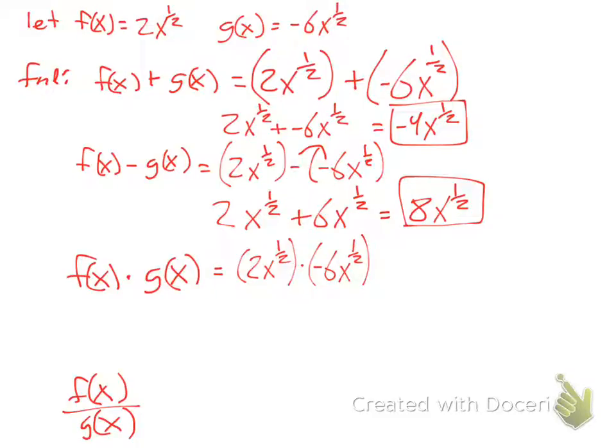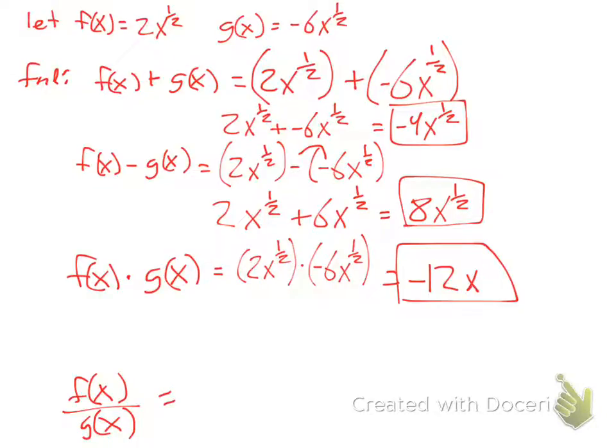In this case, I'll leave the parentheses there, knowing that I'm going to do the coefficients first. What's 2 times negative 6? It's negative 12. And x to the 1/2 times x to the 1/2 is x to the first, or just x. And there's your answer.